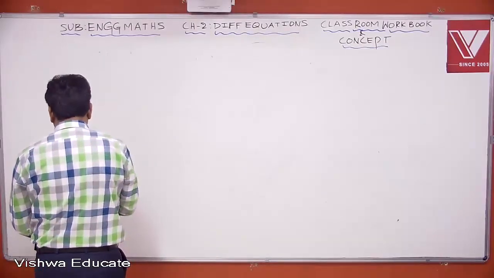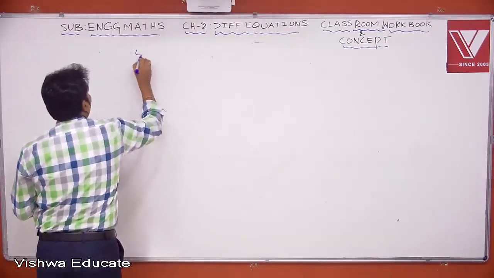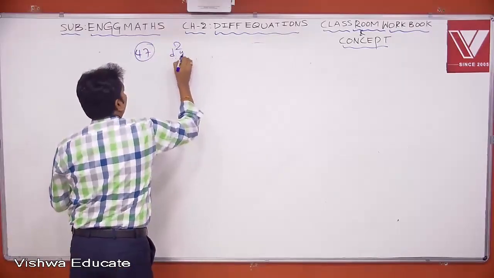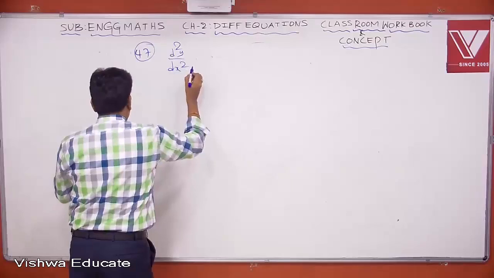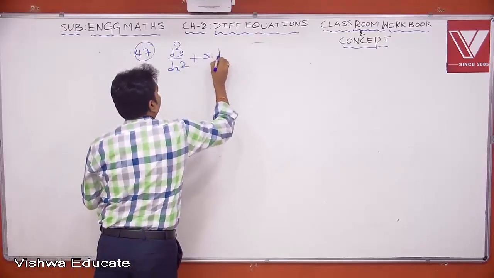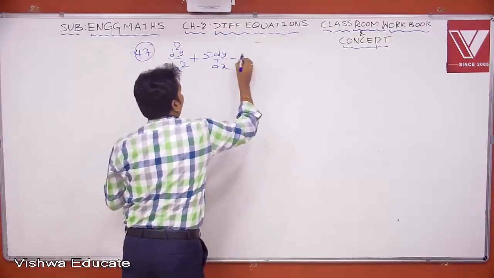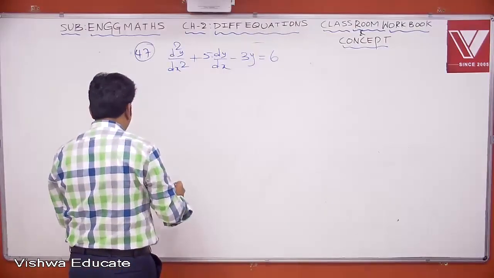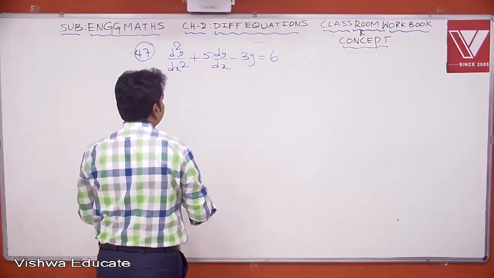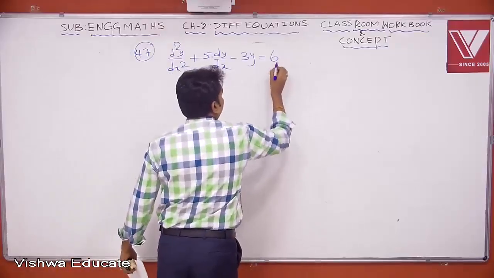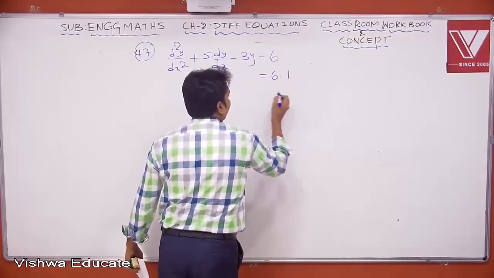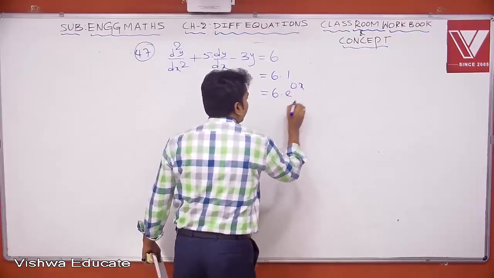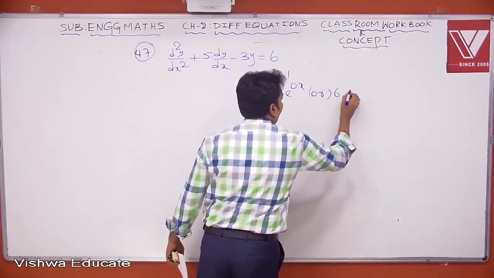So it is question number 47. A particular integral of d square y by dx square plus 5 dy by dx minus 3y equal to 6 is, options are given. Now in place of this RHS 6, we can write like this: 6 into 1. This 1 can be written as e power 0x, or we can write 6 into cos 0x.